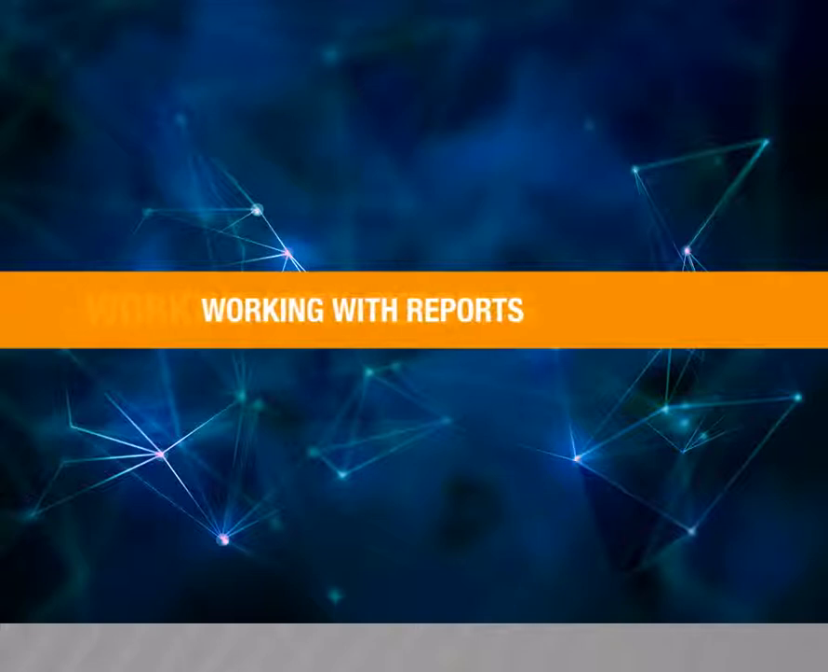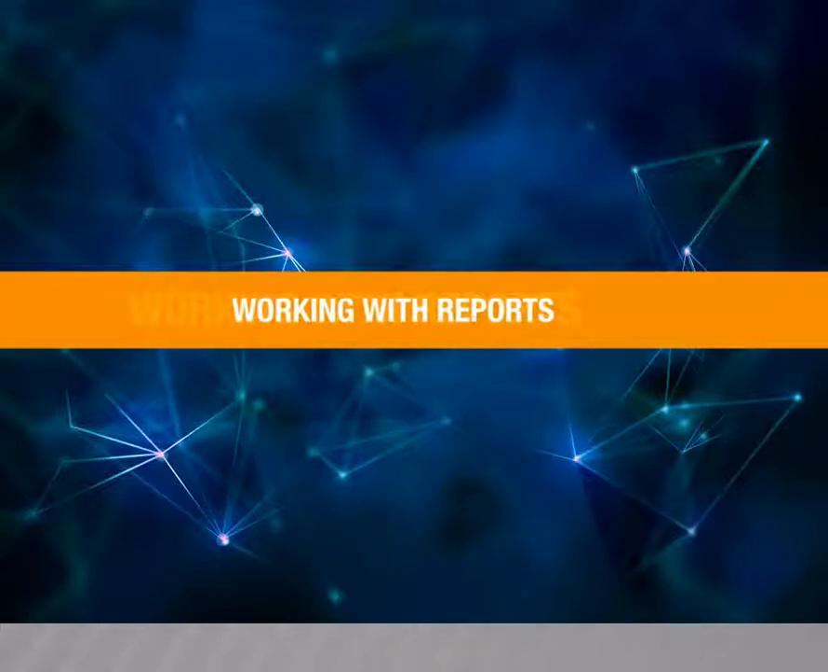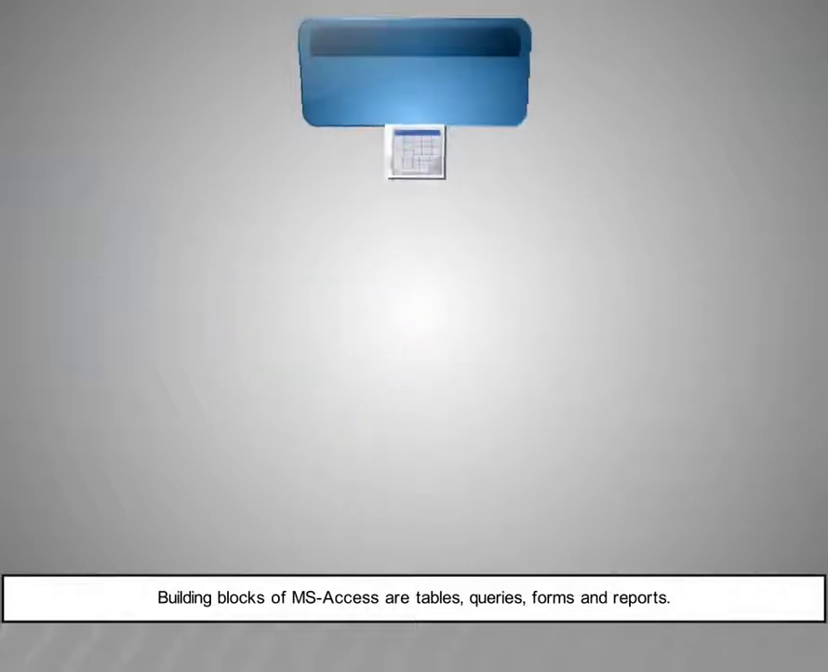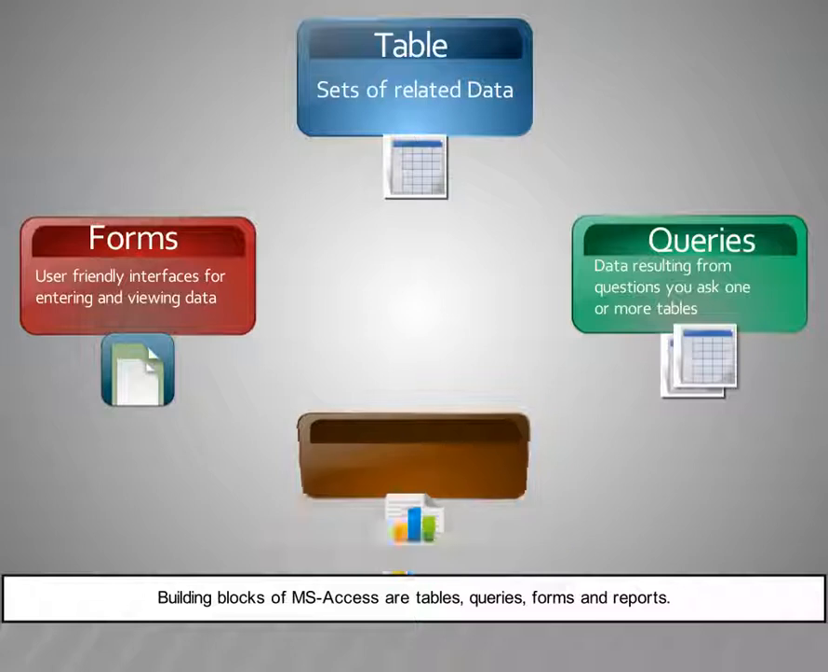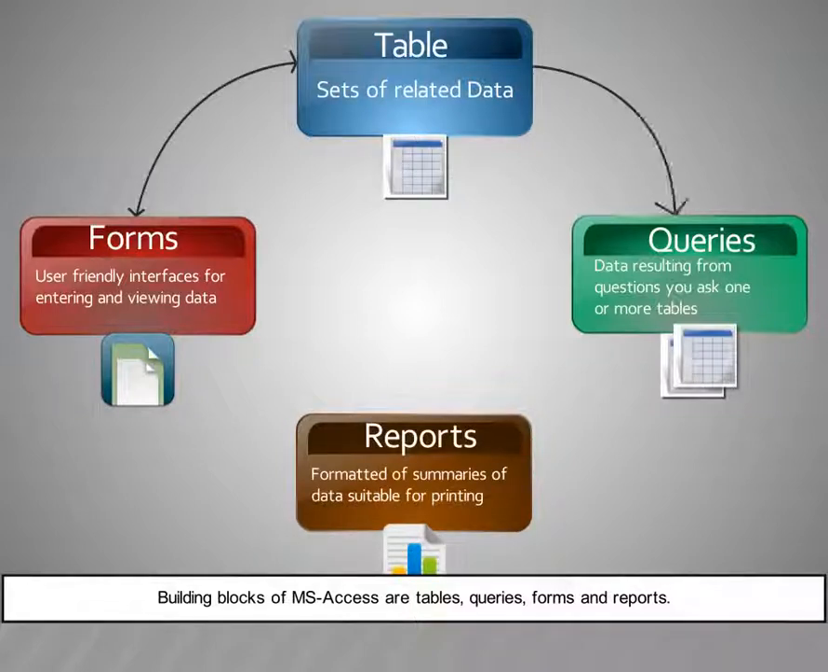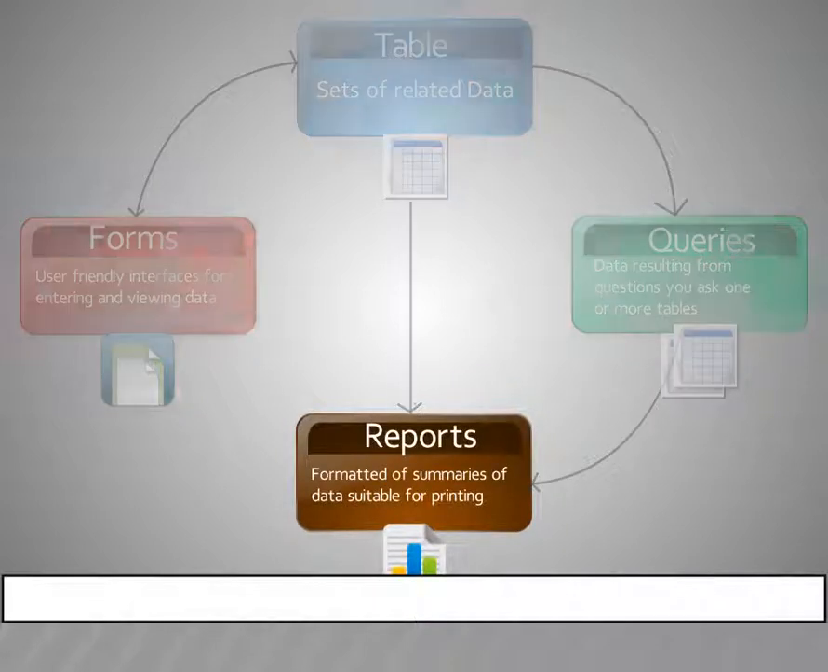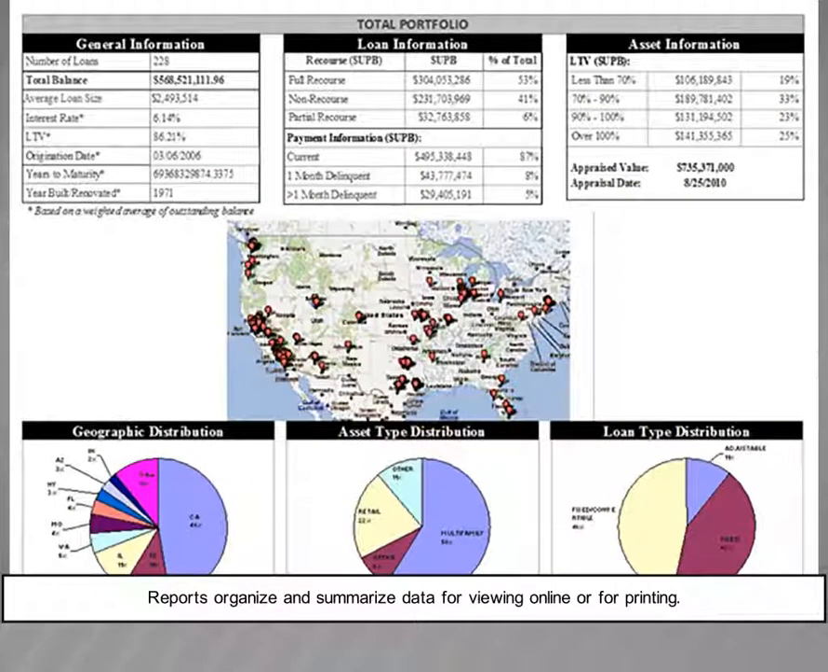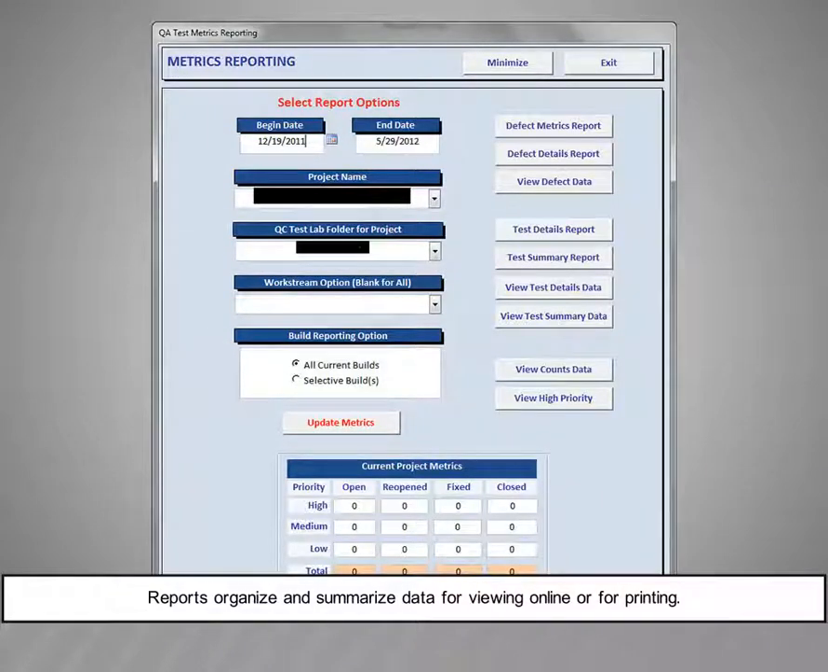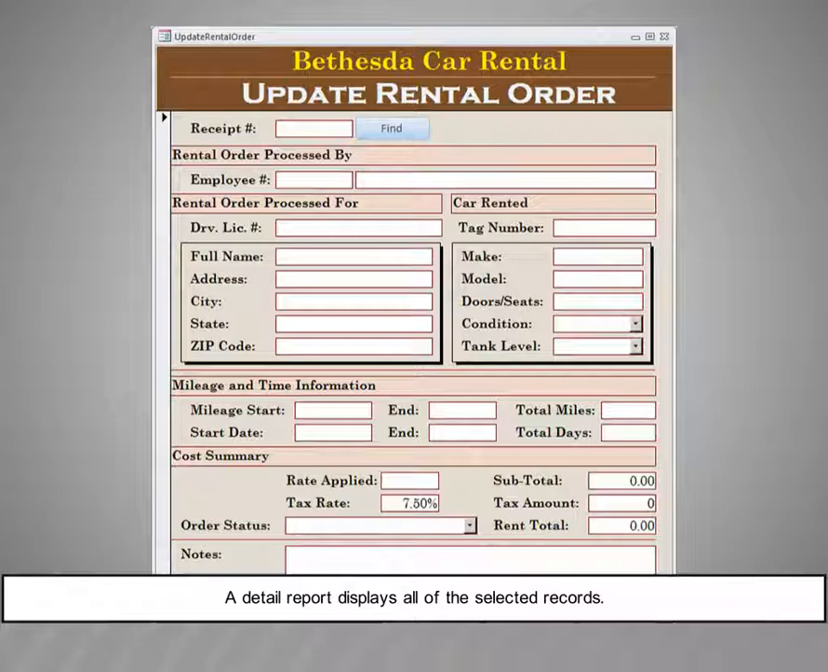Working with reports. In this video, we are going to see about working with reports. Building blocks of MS Access are tables, queries, forms, and reports. Reports organize and summarize data for viewing online or for printing. A detailed report displays all of the selected records.